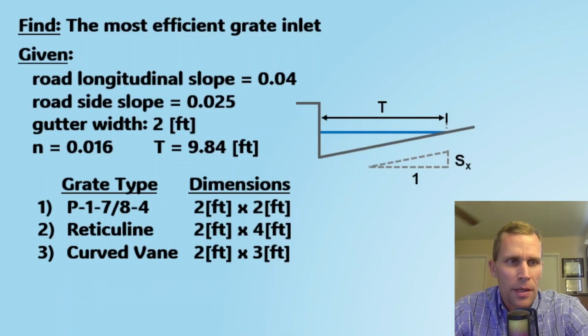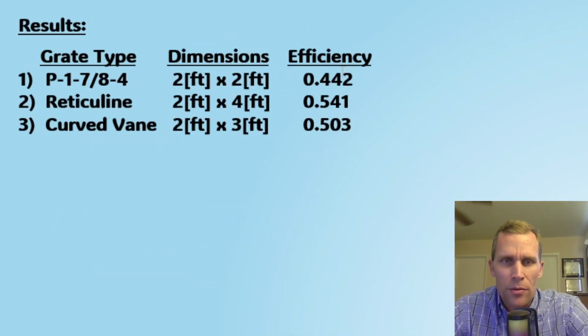Here's the problem statement up again. And then here are our results. The far right column of this table has the efficiency. And then reticuline is the most efficient, as I've labeled right there, at 54.1%.